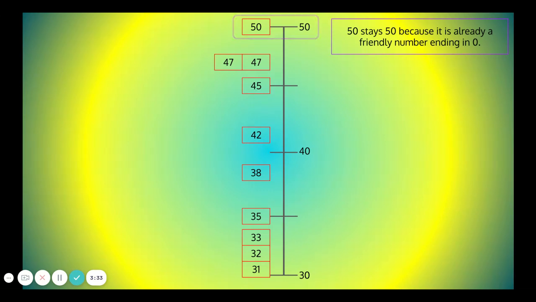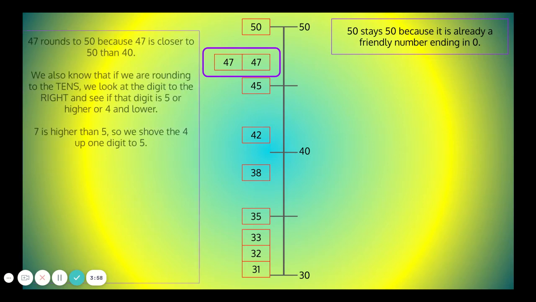So 50 stays 50 because 50 is already a friendly number and it ends in a 0. There's a 0 in that ones column, so I don't have to do anything with the 50. Now when I look at the 47s, because it's not a friendly number, it ends in a 7, I'm going to have to round. On my vertical number line, I can easily see that 47 is closer to 50 than it is to 40. But I also know I can do this mathematically.